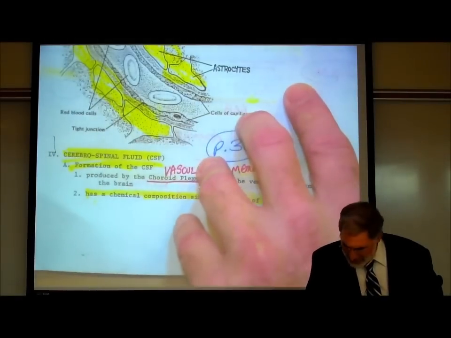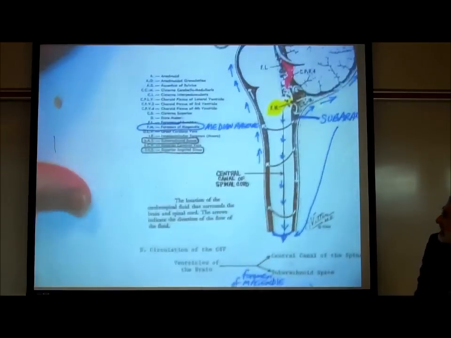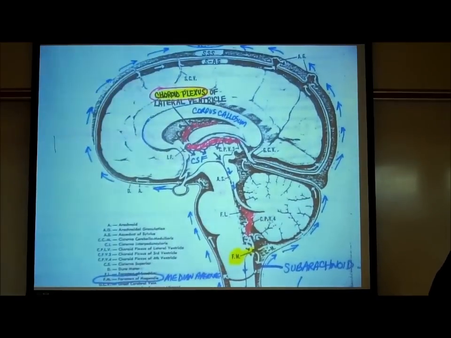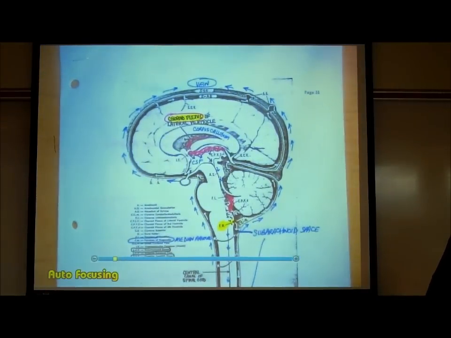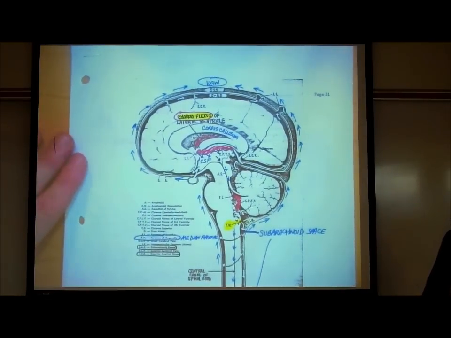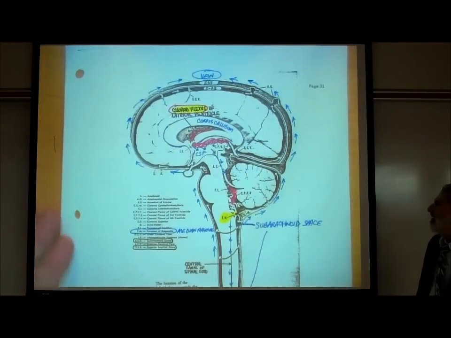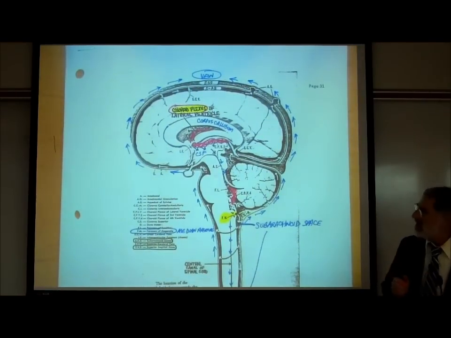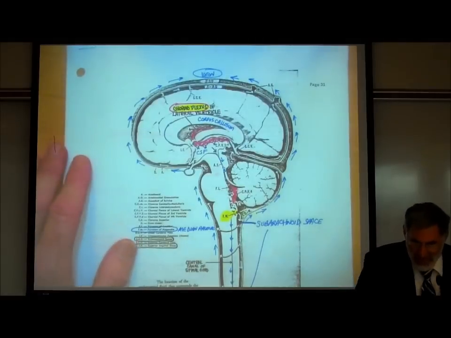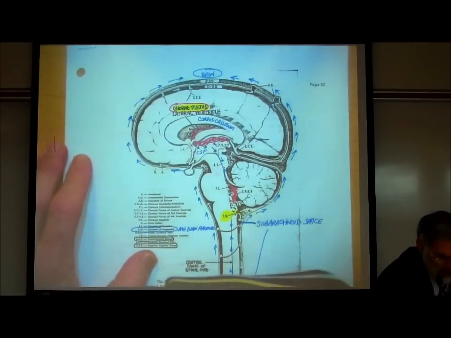Now, on the next page, page 31, it shows a picture that I'll walk you through of the mid-sagittal section of the brain and spinal cord, so we can see how cerebrospinal fluid is formed and circulates.